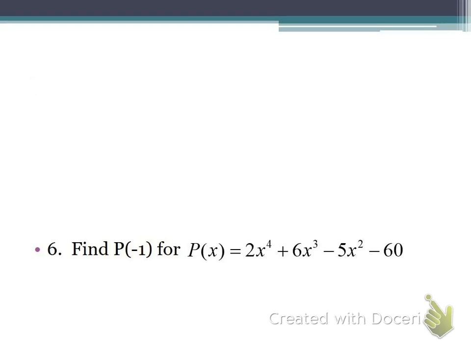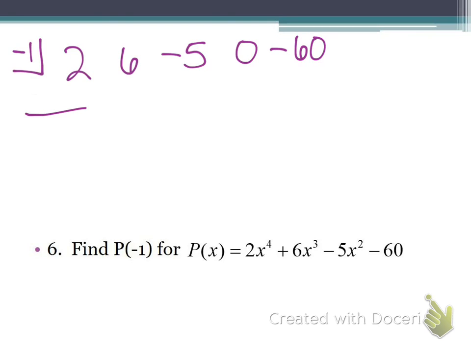So for number 6, we can start setting it up together. What's going in my little box? The -1. Is my polynomial in standard form? Yes. Am I going to need any 0 placeholders? Oh, yes. Where at? The plain x, the linear term back here at the end. So between the -5 and the -60, we would need a 0 placeholder. Make sure you're remembering to look for those. These problems can go by pretty quick, but if you start going too fast and you forget about that, it will mess you up.